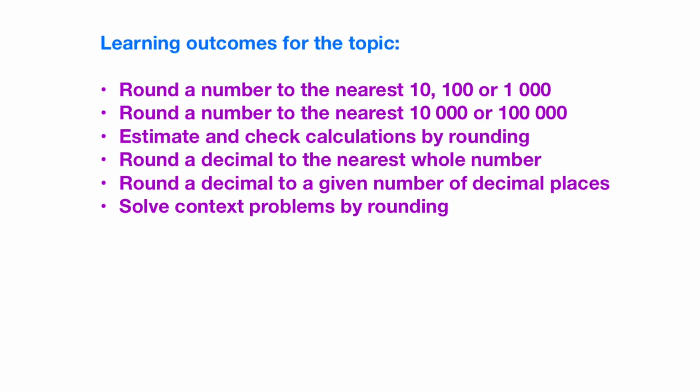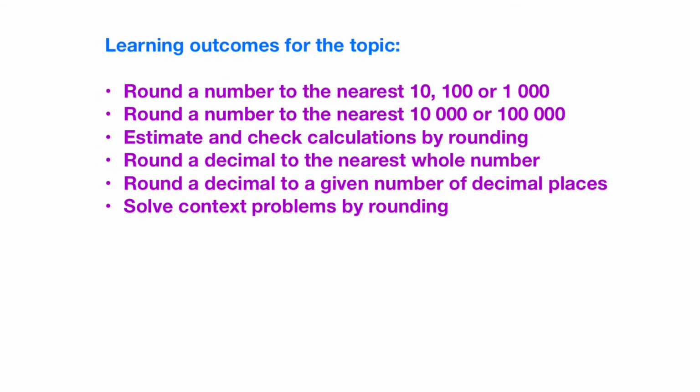So here we are. We've rounded numbers to the nearest 10, 100 or 1,000. We've rounded to the nearest 10,000 or 100,000. We only touched on that a little bit. We were estimating and checking calculations by rounding in the same lesson as we were solving context problems by rounding. We've looked at rounding a decimal to the nearest whole number, and today we've looked at rounding decimals to a given number of decimal places. And remember, decimal places was abbreviated to DP.